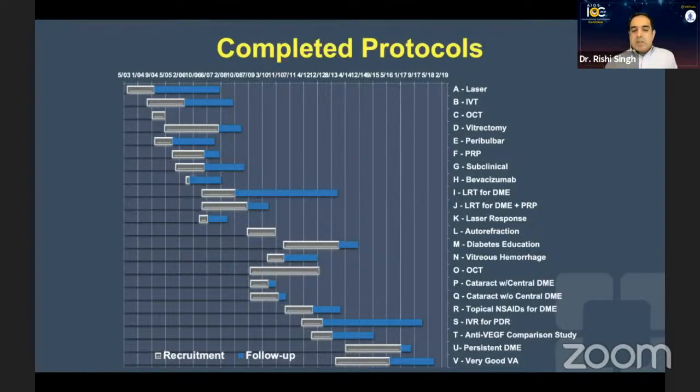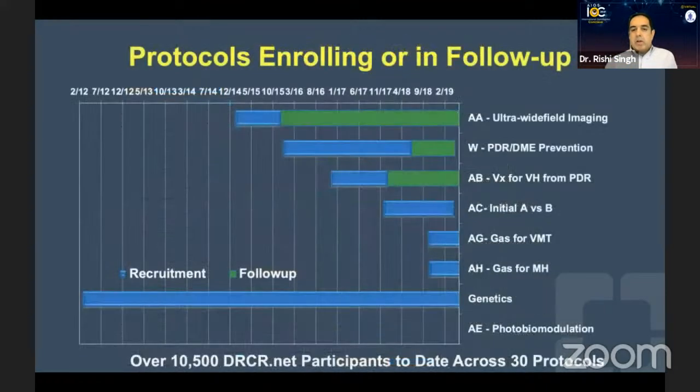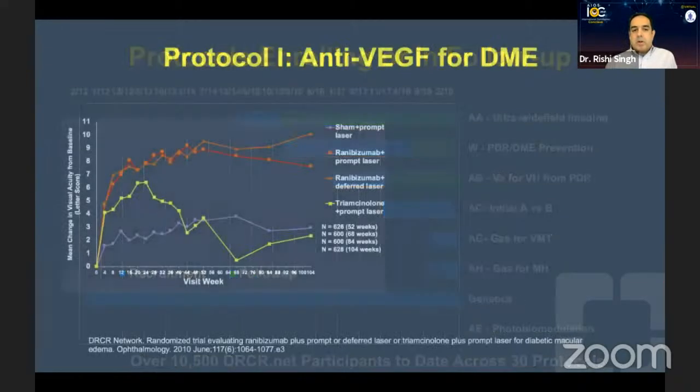So they've done all of these various trials in the past few years, which have really been quite helpful and contributory to the literature. And these are some of the studies that are ongoing now. They're looking at intravitreal gas for vitreomacular traction syndrome. They're going to look at some genetic studies. They're even looking at a photobiomodulation study using light therapy to reduce the effect of DME in some patients. So really exciting and innovative trials they've undertaken.